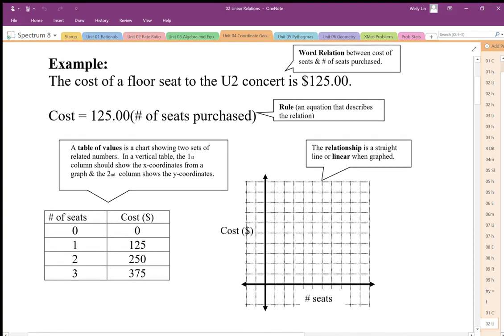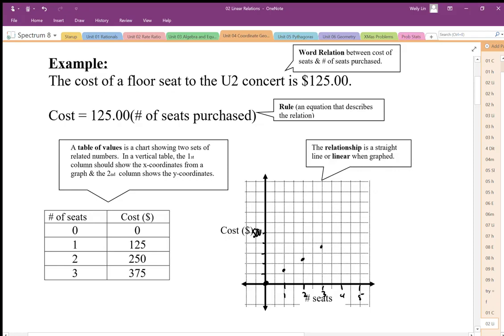And then we can graph these points. We can just plot these points. 0, 0. Let's say 1 is here. 1, 2, 3, 4, 5. So 1 seat. What kind of scale should we use here? Let's just use 1, 2, 3, 4, 5. That's going to be 500 here. So we're going to have 1 seat was 125, 2 seats was 250, 3 seats was 375.